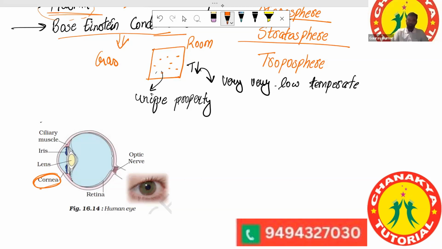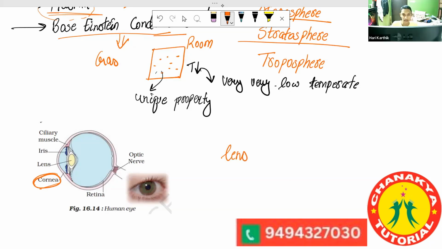Okay, you are saying contact lens. There is also a lens present inside our eye, right? Yes, sir. Can you tell me what is the function of this lens? To focus the light on the retina.